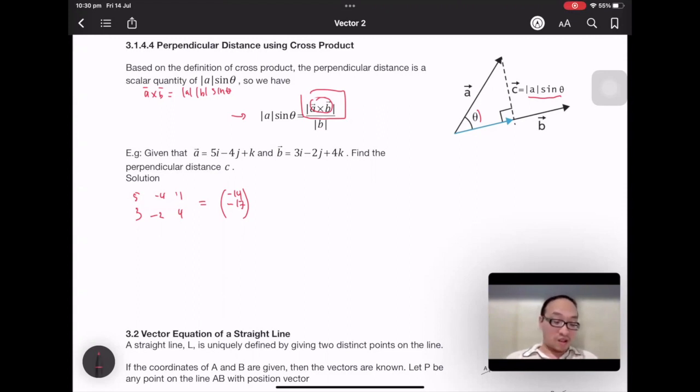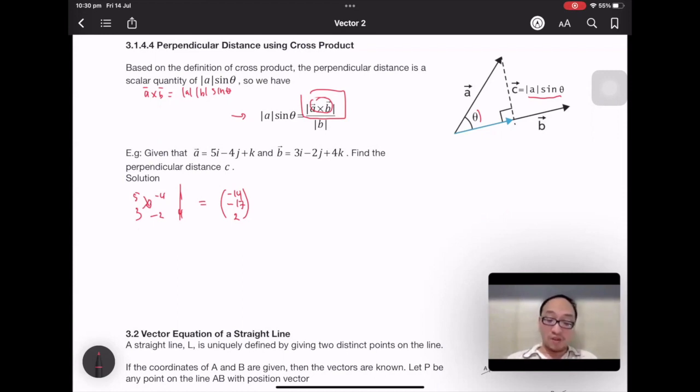The last one, you close the very right. You close 1 and 4, and you have negative 10 minus negative 12. So it's 2. So this is the cross product.